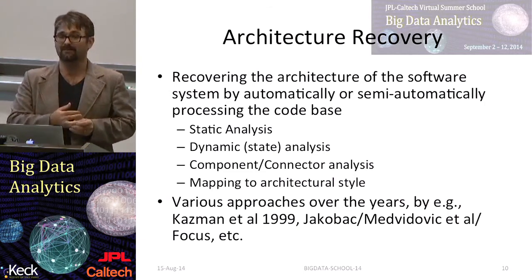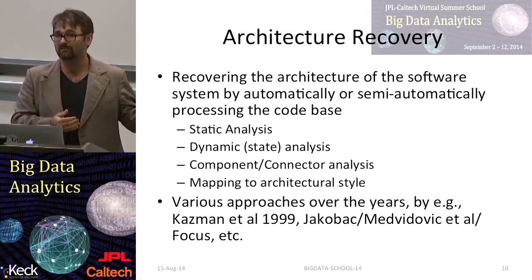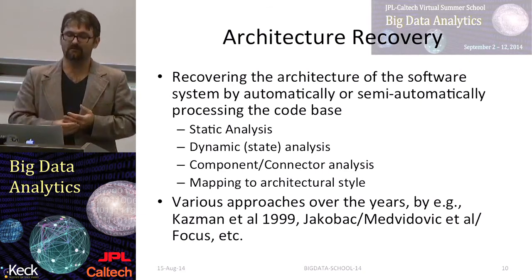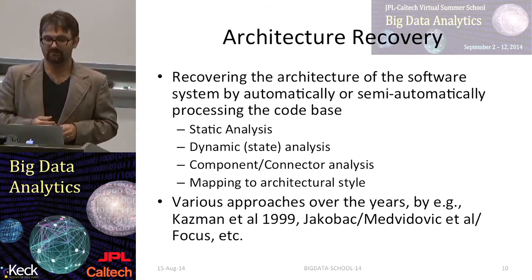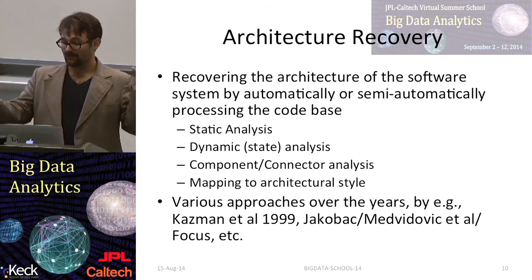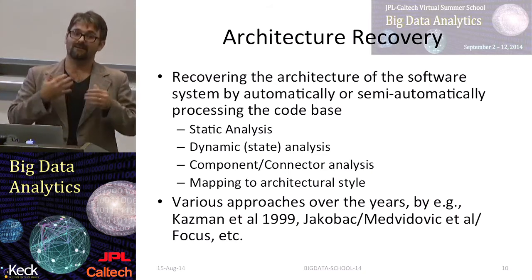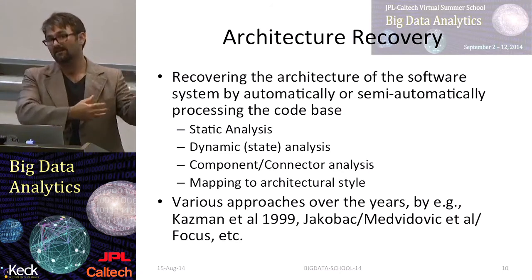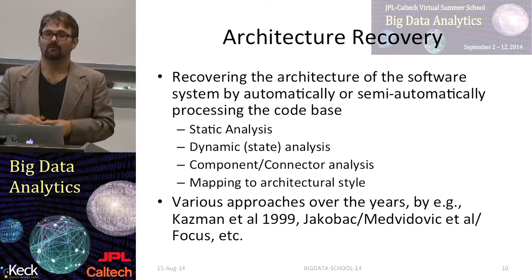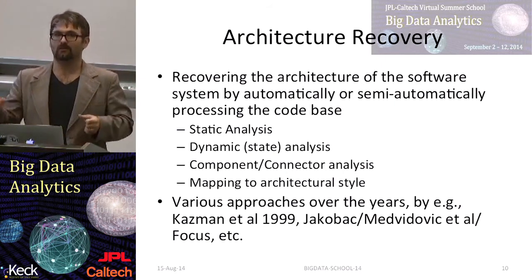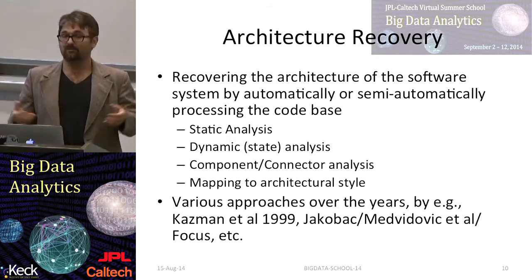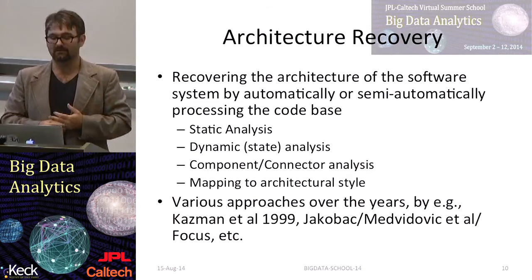There are various processes for doing this that have been developed in the architecture research literature over the years, including ones by Mattmann et al., Jakubik and Medvedevich et al., and various other researchers. Typically, this involves looking at the code, doing static analysis on it, determining what pieces of code talk to one another, looking at dynamic state analysis, what states these classes or these components are in, component connector analysis, which are groupings typically of common classes and files in object-oriented code, or functions and procedures in procedural-oriented code, and then eventually potentially mapping it to an architectural style and things like this.